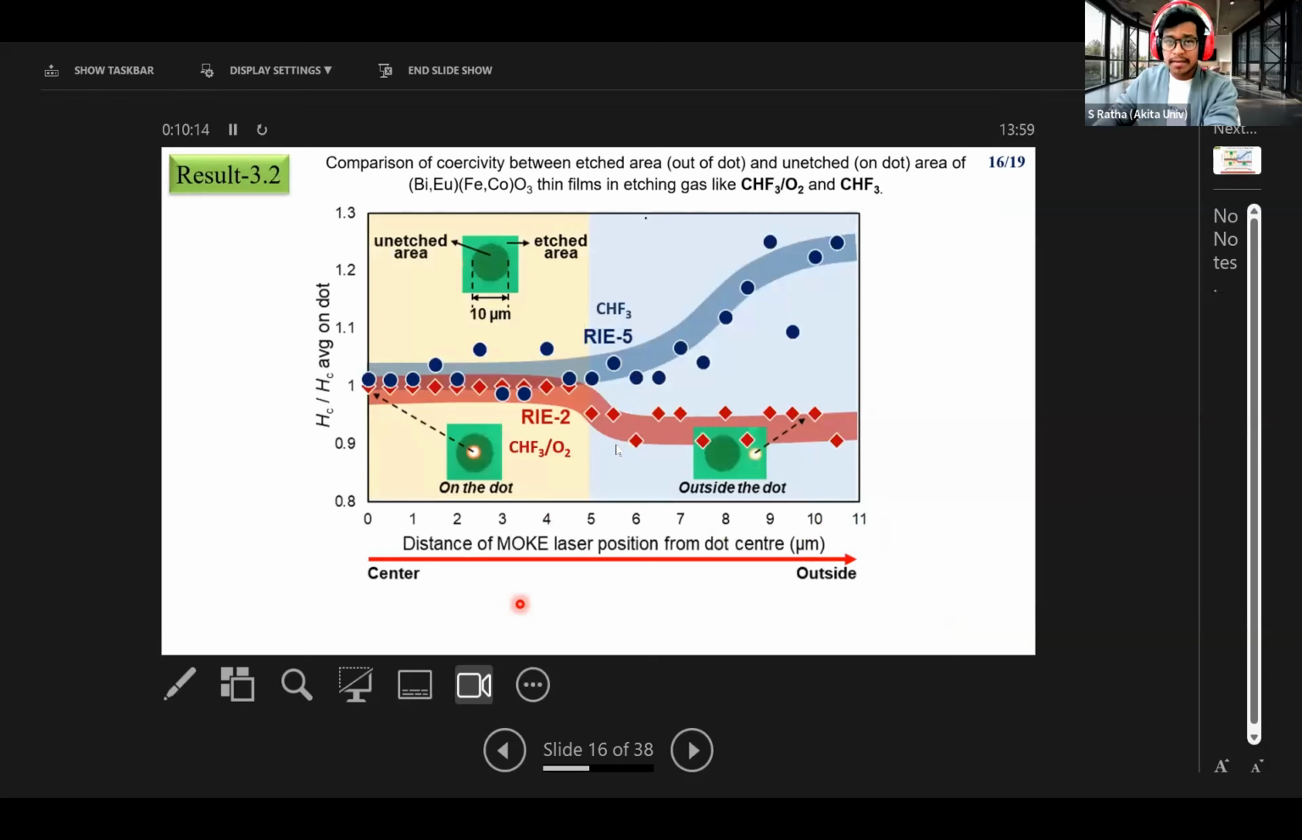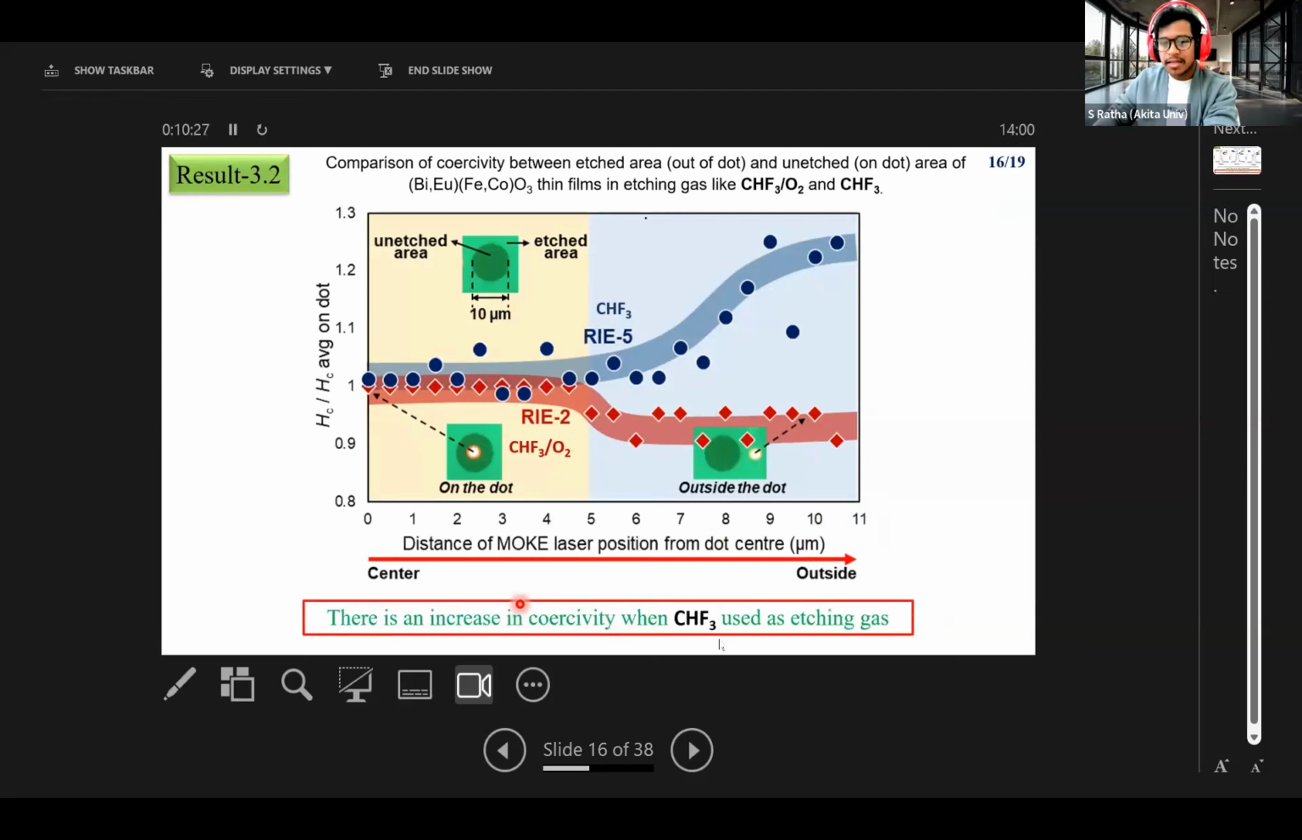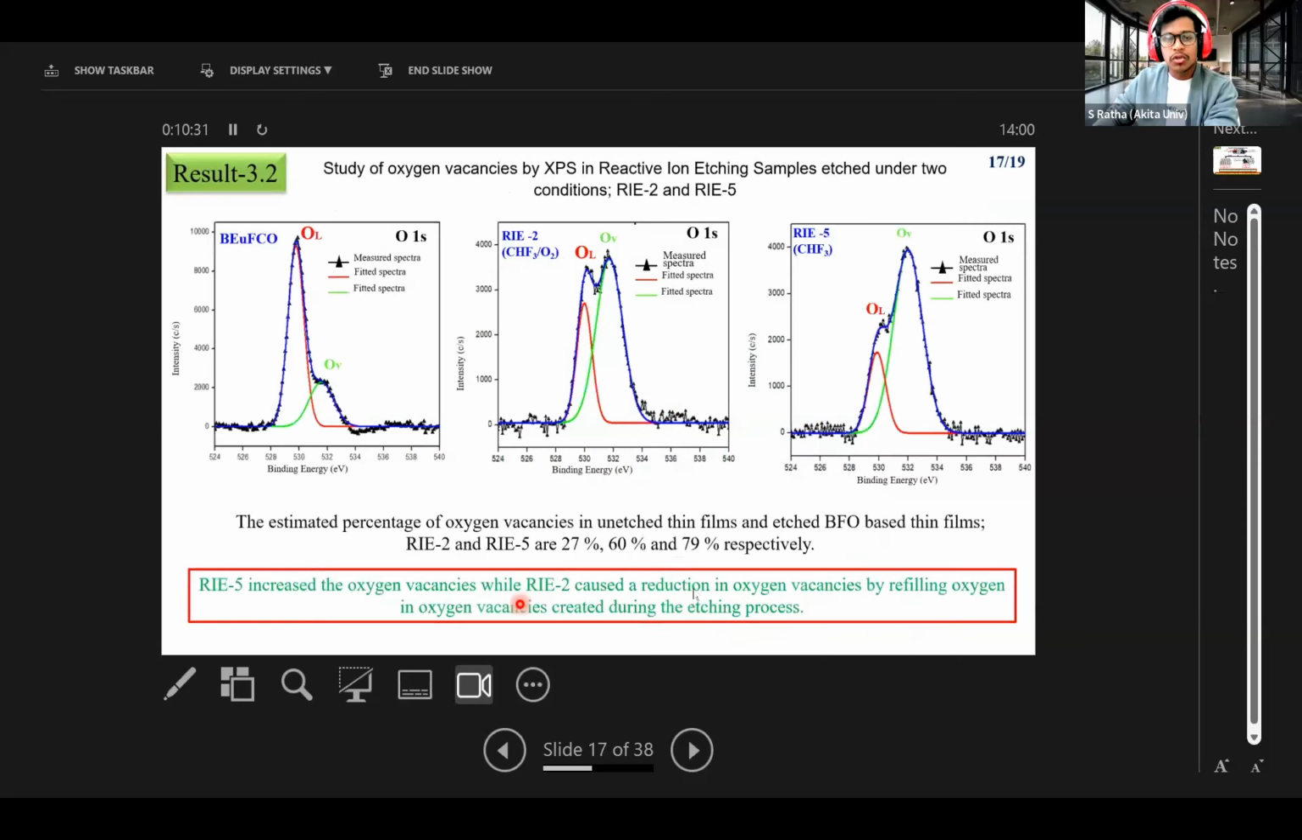Here is the same coercivity test by the micro-MOKE measurement system. As I said, in the case of oxygen presence, I'm not getting much magnetic damage, and in the case of only CHF3, this is also increasing drastically. That means CHF3 alone is not good for the etching process. We found that there is a beautiful role of oxygen which causes all these things.